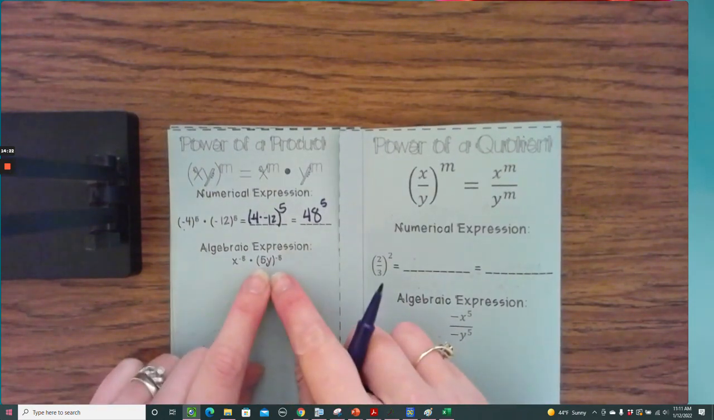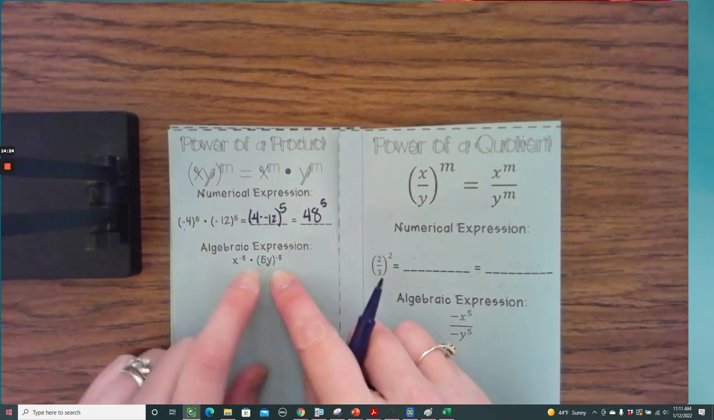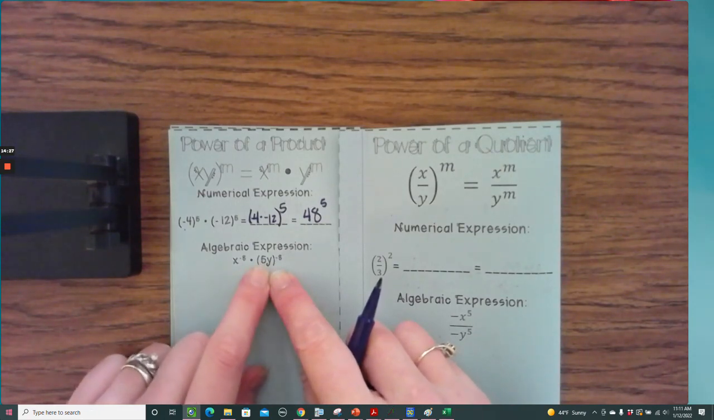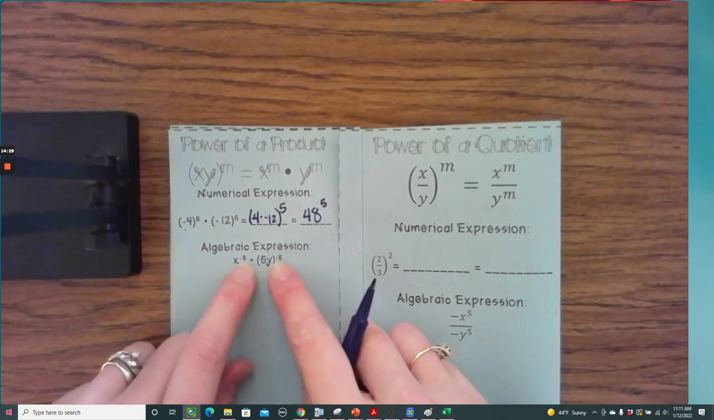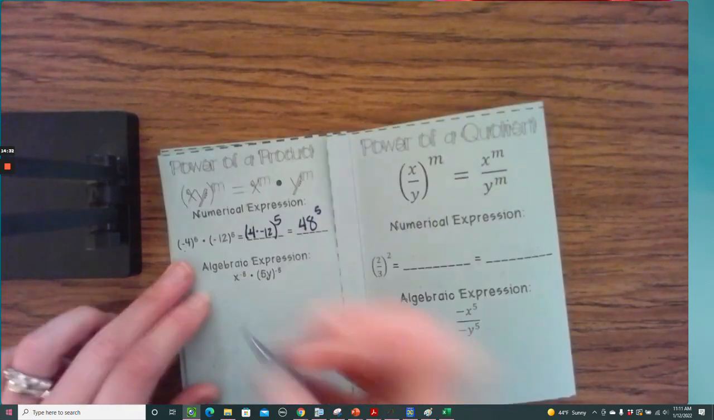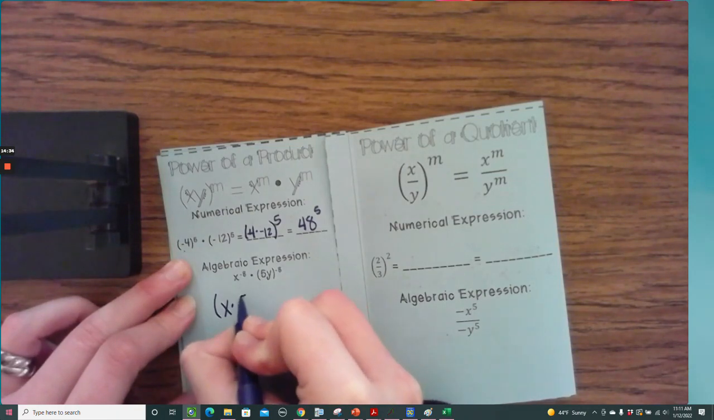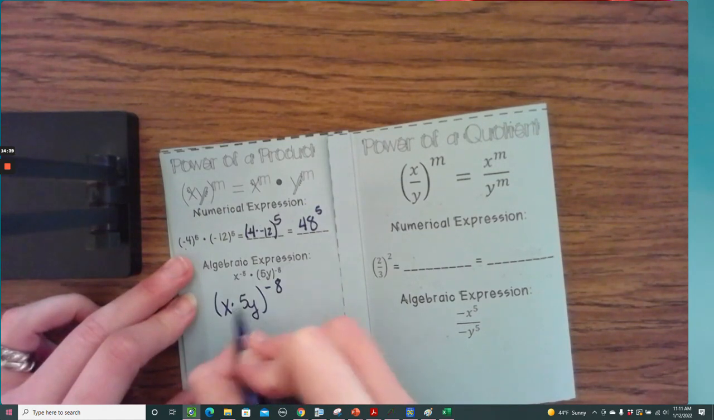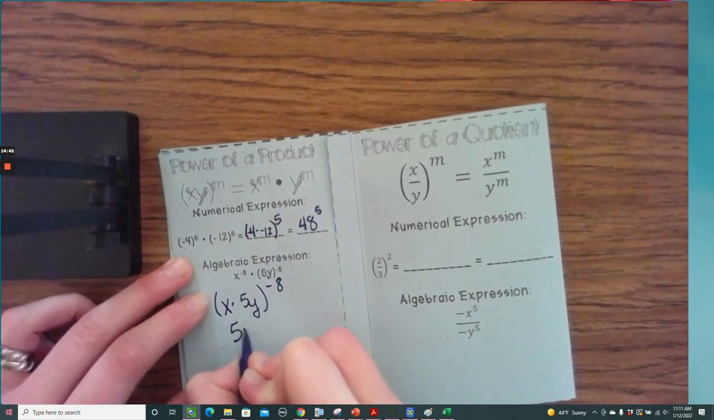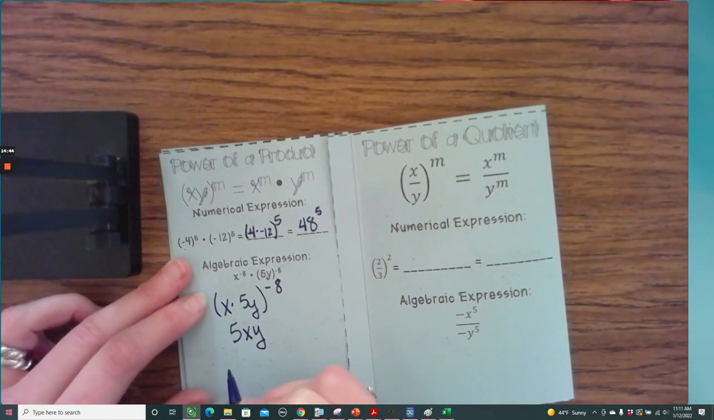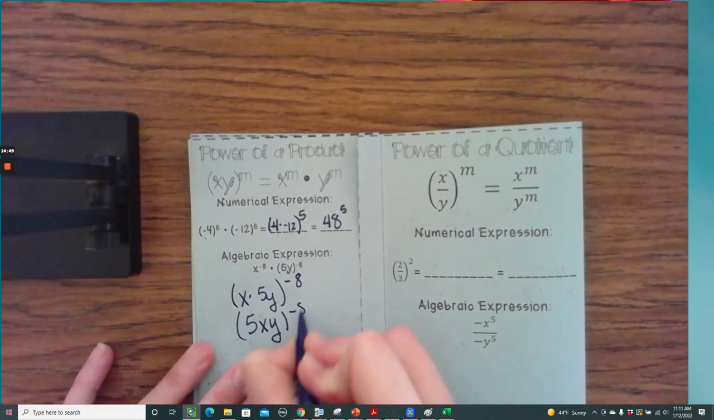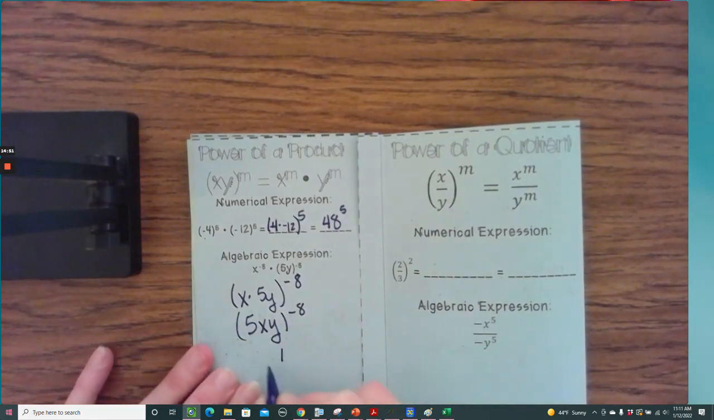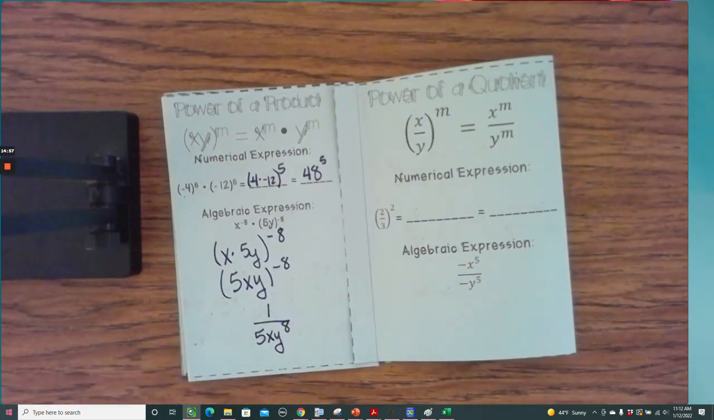Okay? So working backwards from that, x to the negative 8 times 5y to the negative 8. Exponents are the same, so I can take the bases, x times 5y, and raise them to the power of negative 8. So x times 5y is 5xy. Okay? You shove all the letters together to the negative 8. And we know if we have a negative exponent, we just put it under 1 and change the exponent to positive.